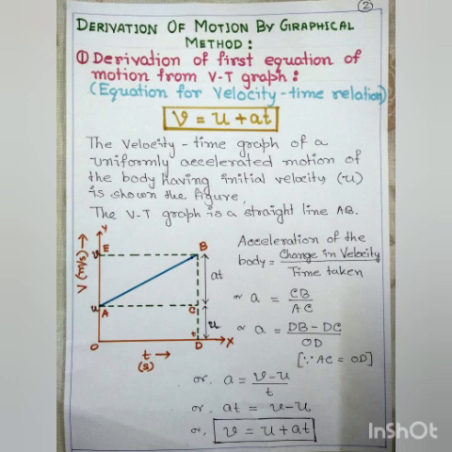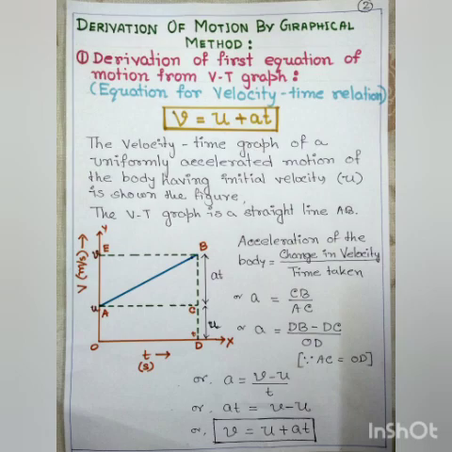Okay. Now just cross multiply. We will get at equals V minus U, and rearrange them. What we will get? V equals U plus at. So this is our first equation of motion, which is also known as velocity time relation.